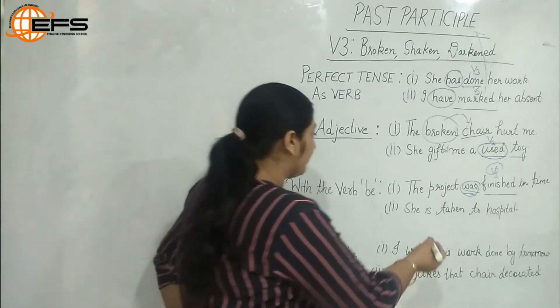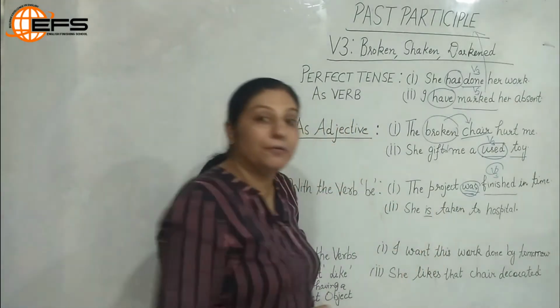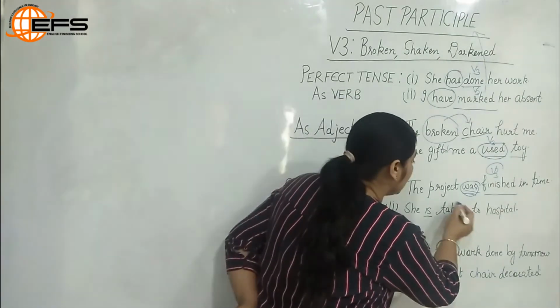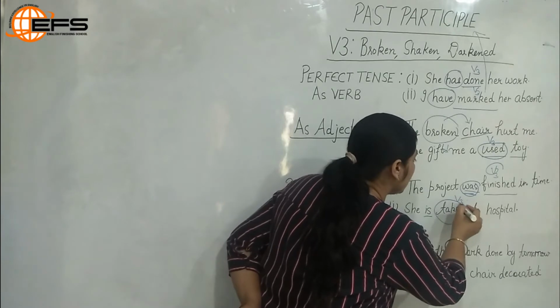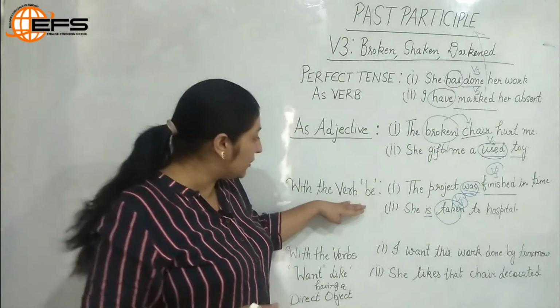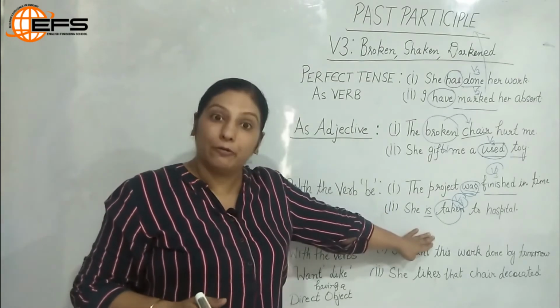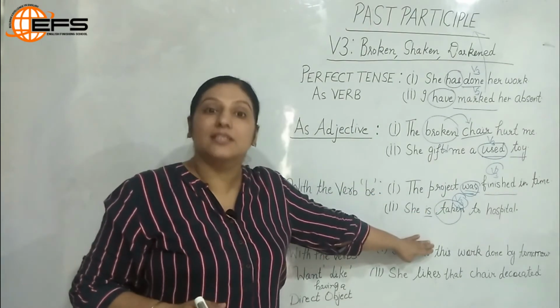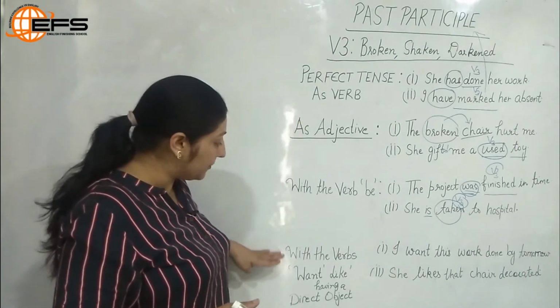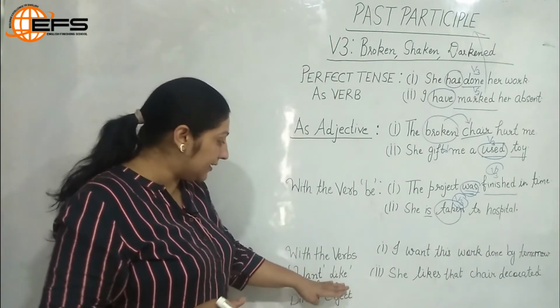Now the next example, again, is the form of the be verb and taken is the third form. So it is not necessarily with has, have, the perfect tenses. In the passive voice with the verb be also, we have the third form of the verb, and that's called the past participle. Next, they are also used with the verbs want and like.